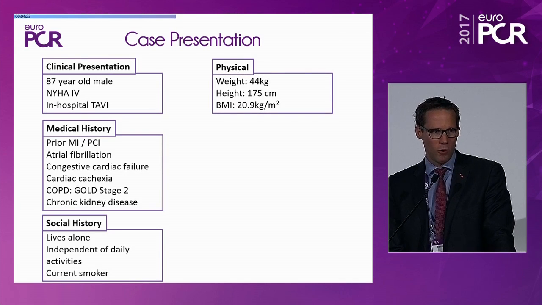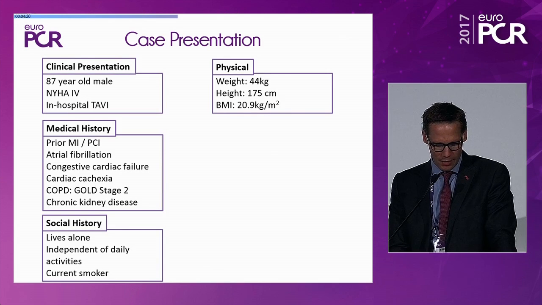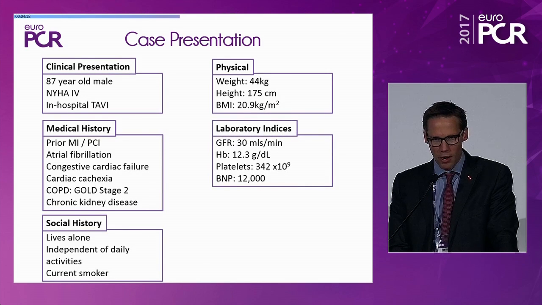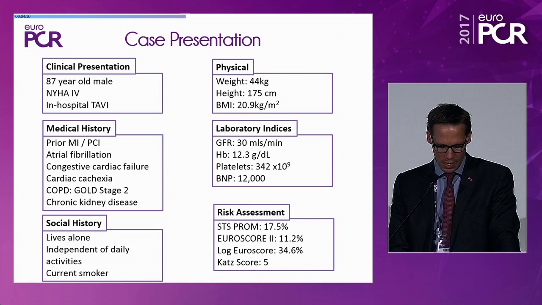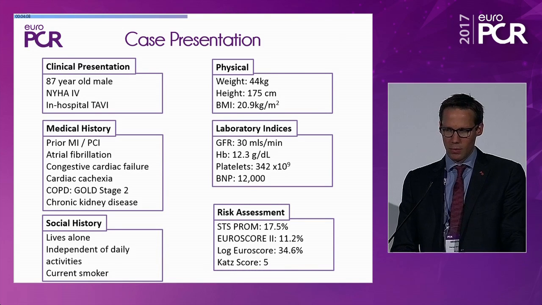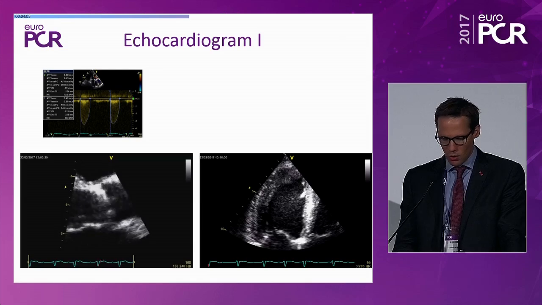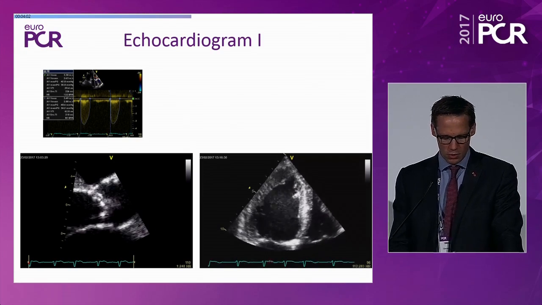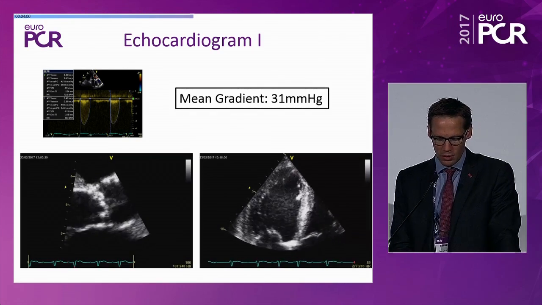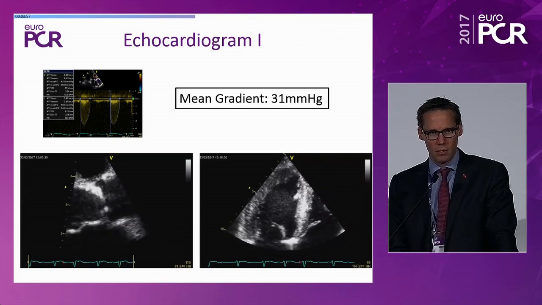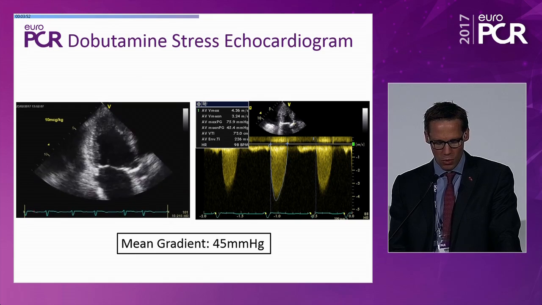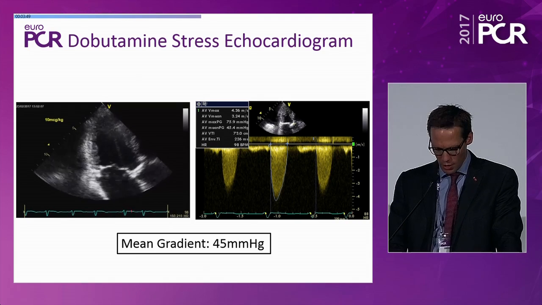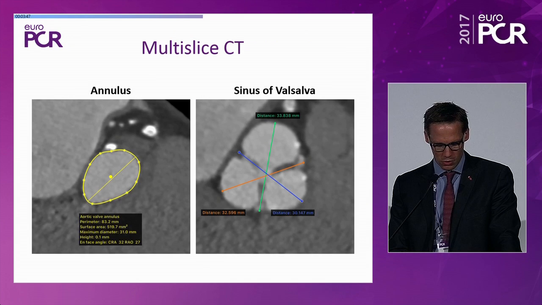But he's tiny. He's 44 kilograms in weight. His GFR, as I mentioned, was an issue. His GFR is 30. His BNP is 12,000, demonstrating how sick this man was, with an STS score of 17. So a very sick patient. His echocardiogram suggests severe aortic stenosis, but with his ventricle, it's difficult to tell. He has a mean gradient of 31 millimeters of mercury across the valve. He had a dobutamine stress echo where his valve area remained low, and his mean gradient came up to 45. So a sick man with poor left ventricular function.